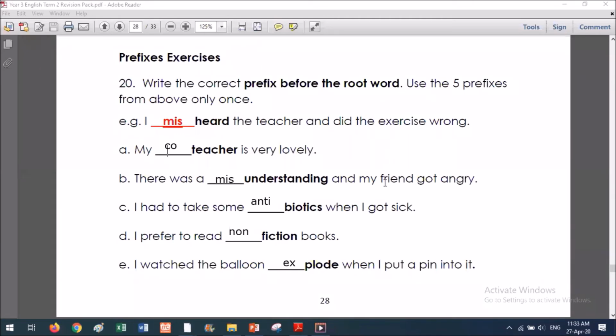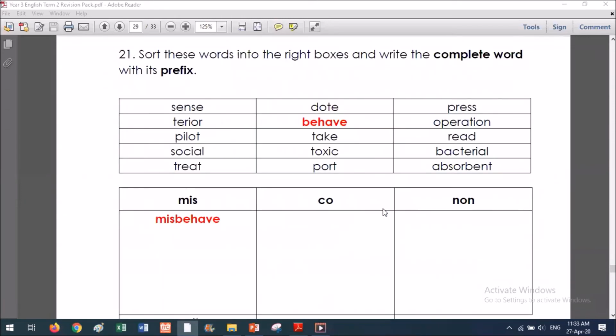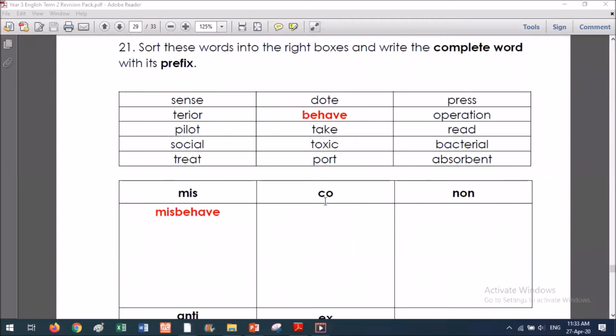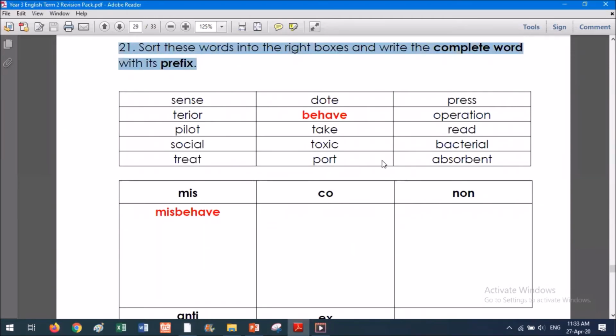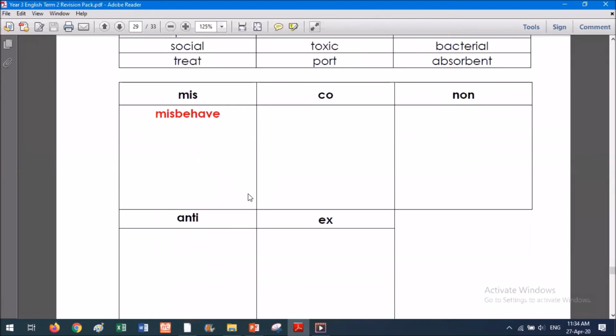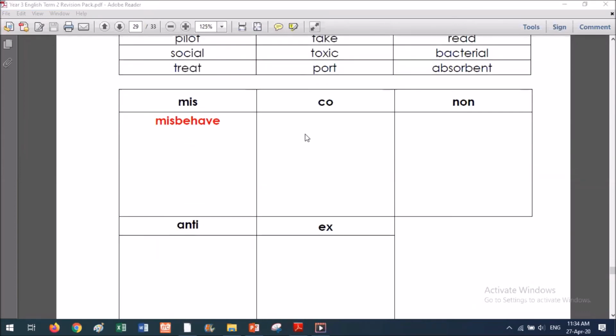Now let's go down to the next section. Here, what we're going to do, we're going to start and then I'm going to get you guys to finish this, okay, for your homework. Question number 21. Sort these words into the right boxes and write the complete word with its prefix. What we have, the 5 prefixes here: mis, co, non, anti, and ex. So let's have a couple of examples.